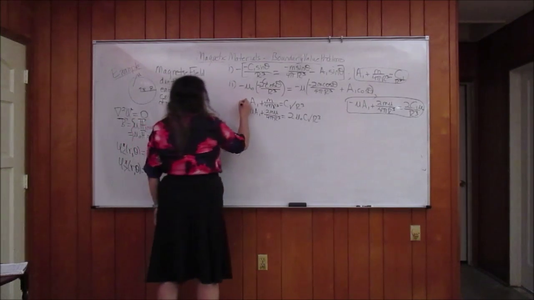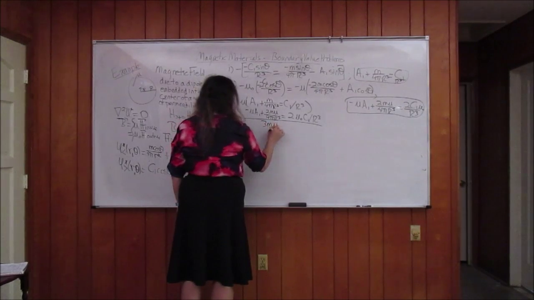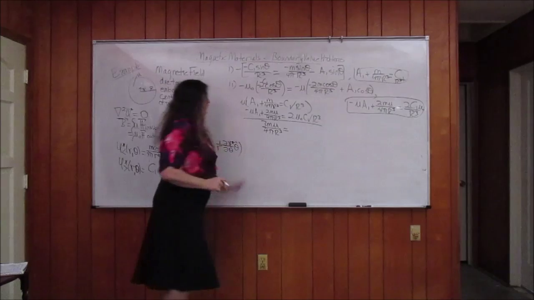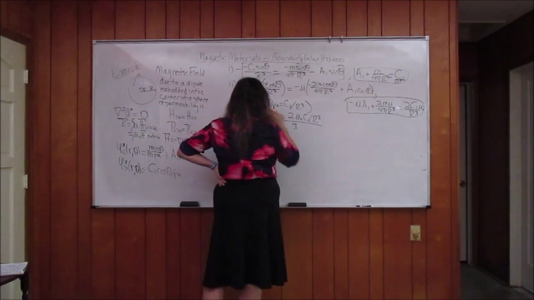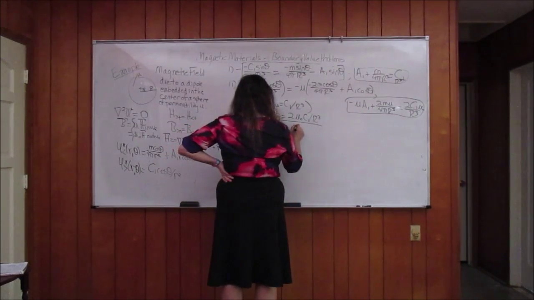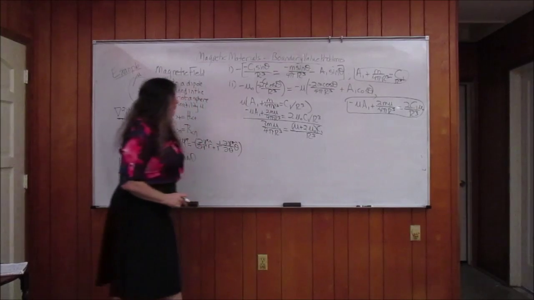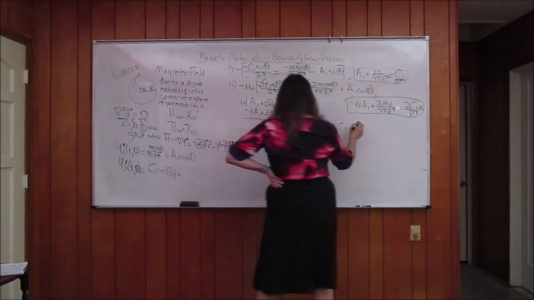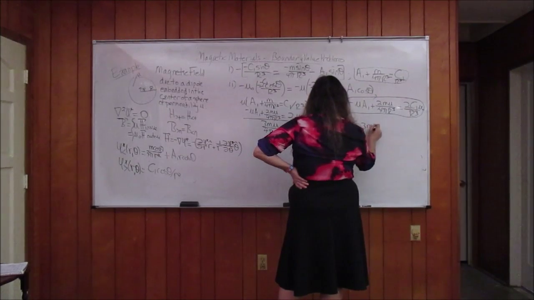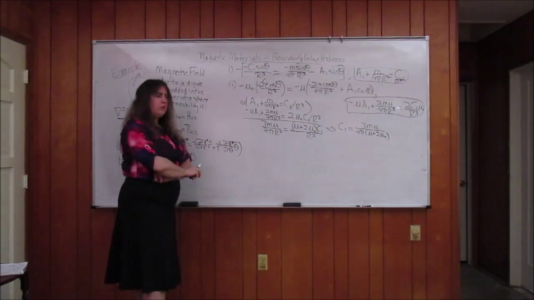Now we're good to go. Multiply the first equation through by mu and add these two. So the a1 coefficients will drop out. And the left-hand side will be left with 3 mu over 4 pi r cubed. Over on the right-hand side, we'll be left with mu plus 2 mu naught times c1 over r cubed. And therefore, c1 is equal to 3 mu over 4 pi times mu plus 2 mu naught.